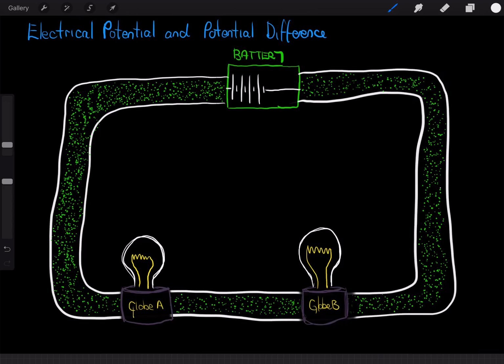Okay, now we're going to talk about electrical potential and potential difference. So here we've got a circuit, we've got a battery, and it's connected to two light globes, globes A and B. For this particular discussion, we're going to assume that charge is flowing out of the battery as conventional current. In other words, it's flowing in that direction. This is the positive end of the battery, and this is the negative end of the battery.